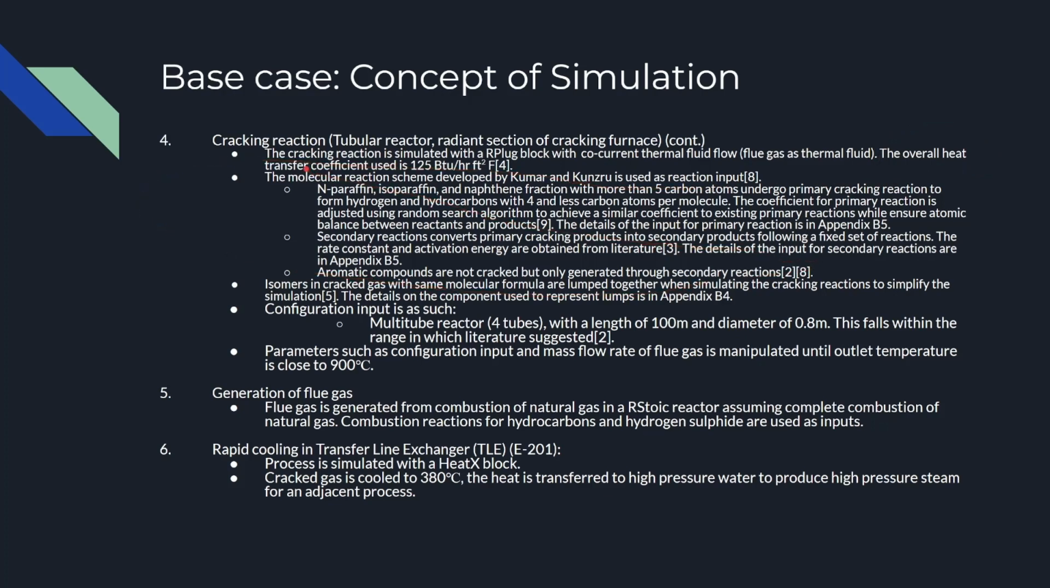The reaction kinetics uses a molecular reaction scheme developed by Kumar and Kunzru, and the pseudo components undergo a primary cracking reaction to form hydrogen and hydrocarbons of C4 or less. Secondary reaction converts primary cracking products into secondary products, and the details for both reactions can be found in Appendix B5.